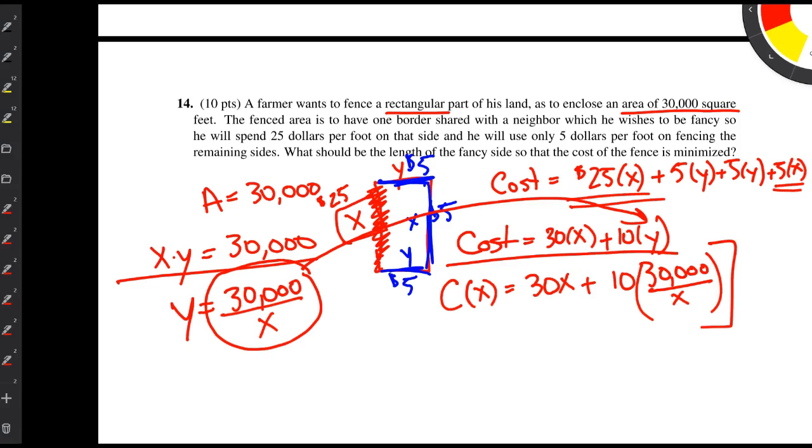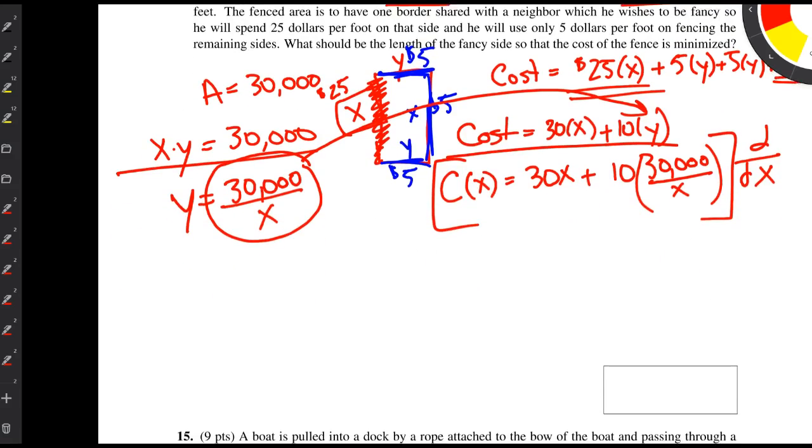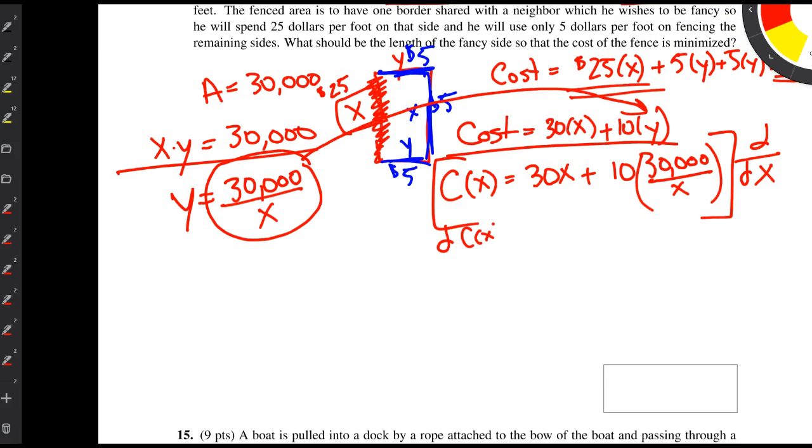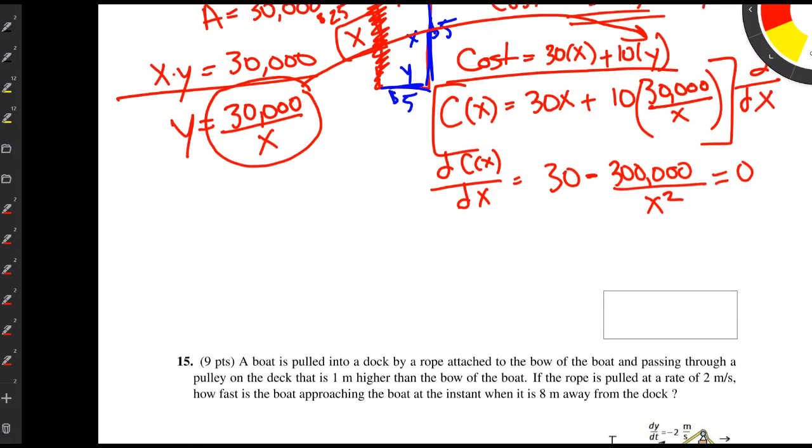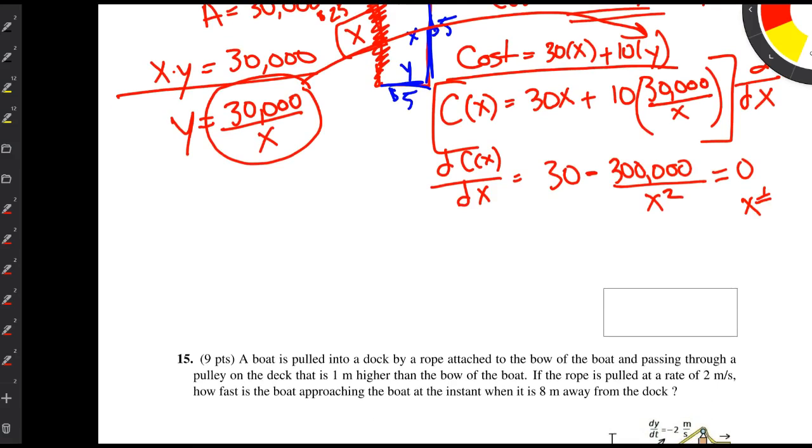And then what I'm going to do here is differentiate this with respect to x to find maximums and minimums. So the derivative of the cost function with respect to x is going to be 30 minus 10 times 30,000, so I'll just go ahead and write 300,000, over x squared, and I want to set that equal to 0. So solving for this, x cannot equal 0. Multiplying through by x squared, 30x squared equals 300,000.